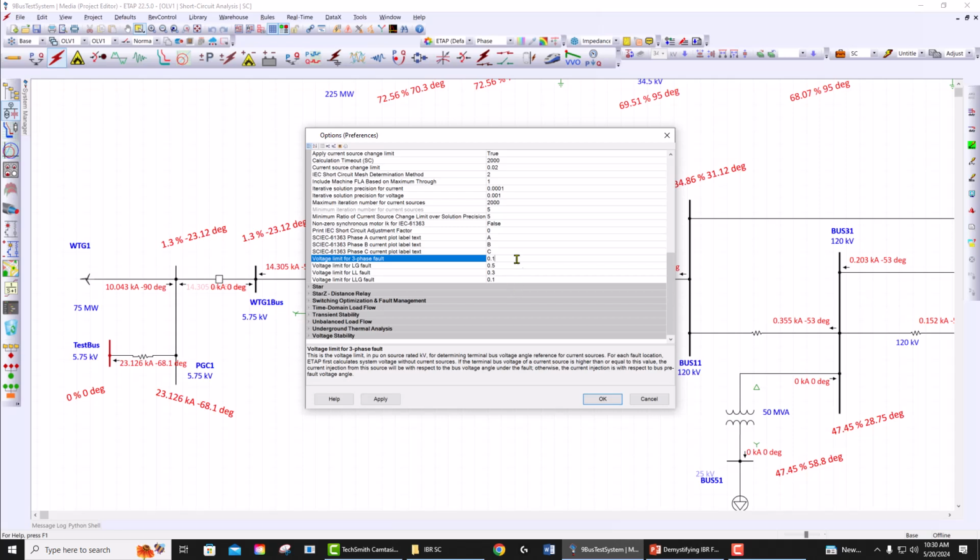Now, if there is a convergence issue and it doesn't converge, make sure that you increase this value to maybe up to 0.7 per unit. We have heard many vendors use 0.7 per unit. You can use up to that to basically freeze the PLL to make sure that the short circuit solution converges.